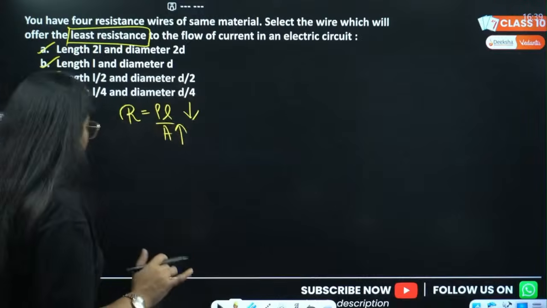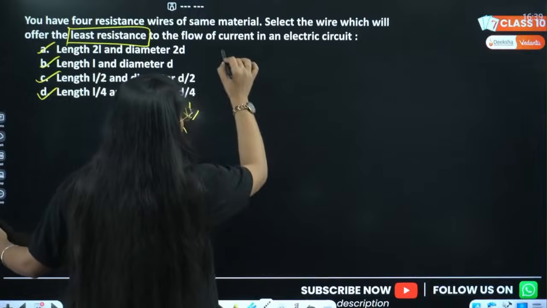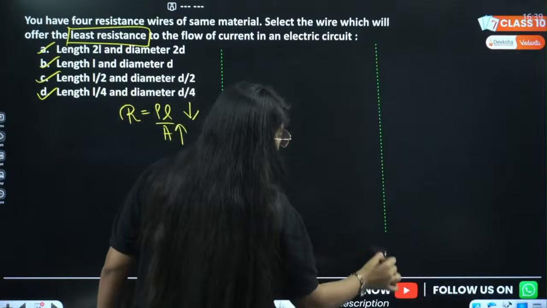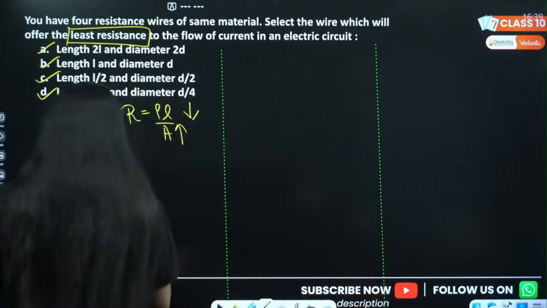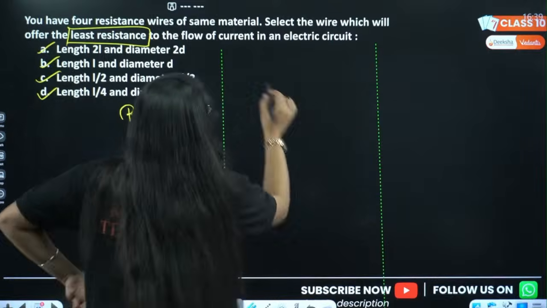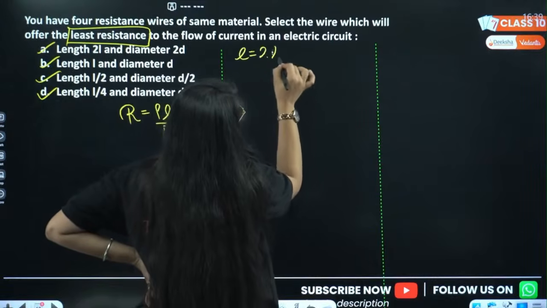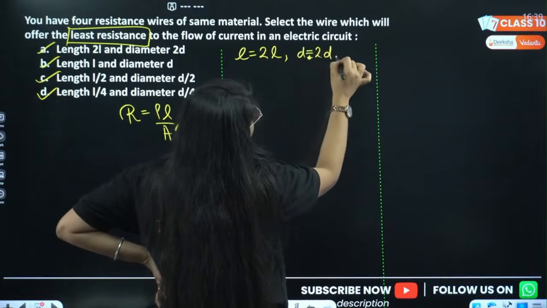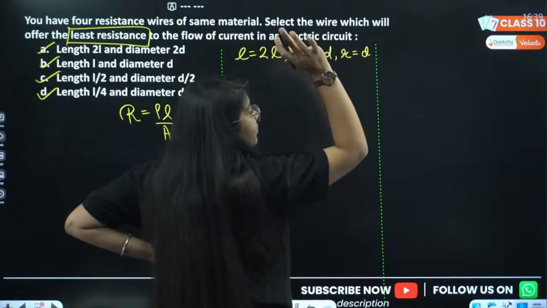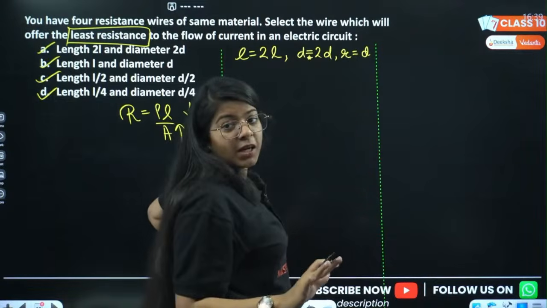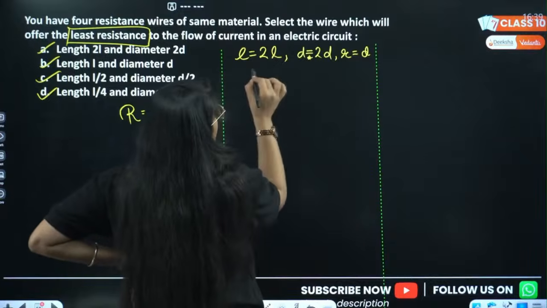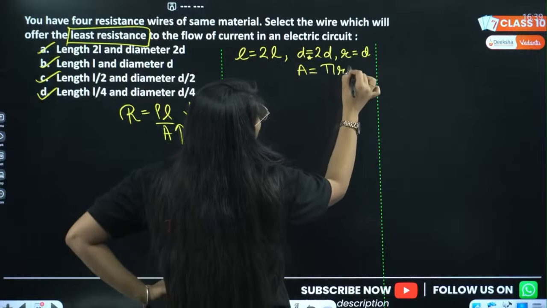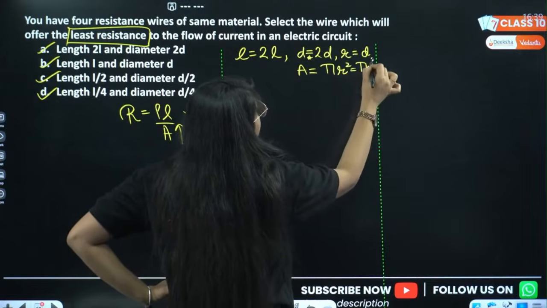Okay, let's do it. Chalo. Let us make 2 compartments and we'll solve the question here. So the first one is length is 2L and diameter is 2D. If diameter is 2D, then radius will be only D. Correct? Radius is half of diameter, so radius is only D. So that means area is what? Now it is a wire, so area will be pi r square, which will be pi D square.